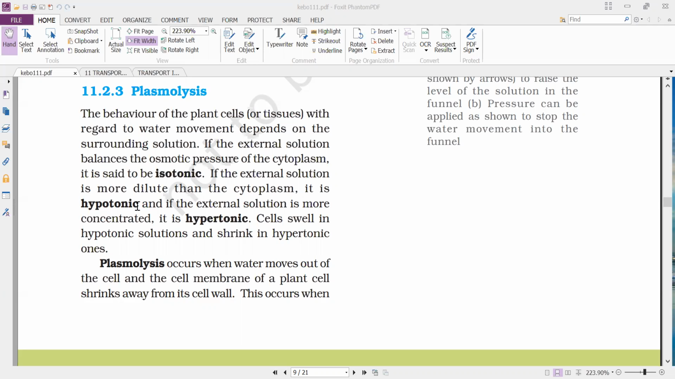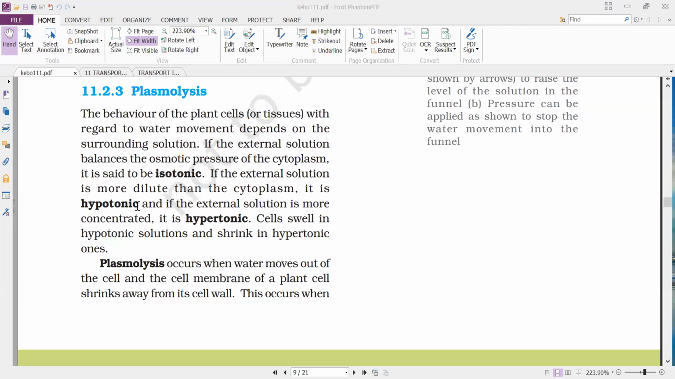Hypertonic to the external solution. Then what happens? If the cell is present in an isotonic solution, no problem, because the net movement of water molecules is zero. We can say isotonic means equilibrium. The cell and the external environment are in equilibrium condition, so the net movement of water molecules is zero. So there is no problem.